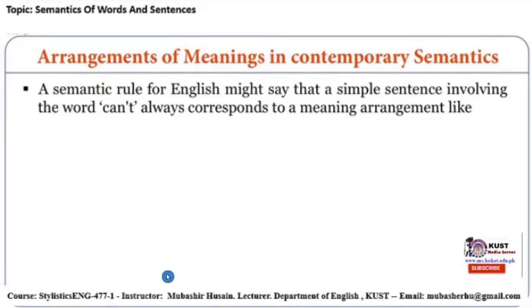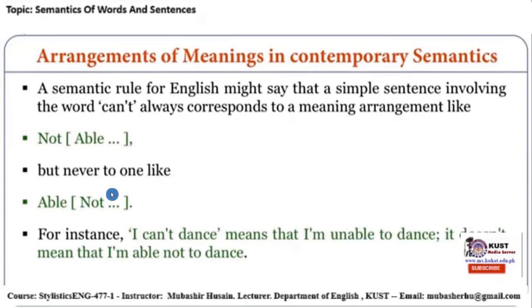So a semantic rule for English might say that in simple sentences involving the word can't, it always corresponds to the meaning arrangement like not able, but never like able not. For instance, I can't dance means that I'm unable to dance, it doesn't mean that I'm able not to dance. There are two different things.